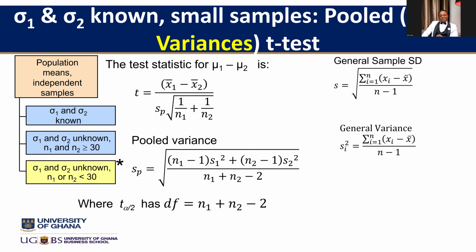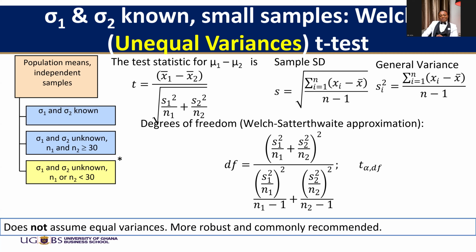Remember, I said that for the pooled variance, the sample size is small, but then the variances are equal. Now we have where the variances are not equal. Still, the sample size is small, but the variances are not equal. So watch unequal and equal variances. In the one where the variances are not equal, the test statistic is different from the one we looked at.